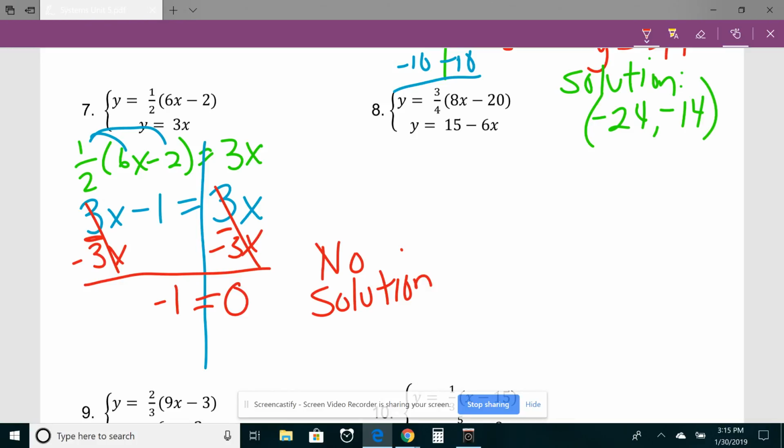All right, so again, we're going to set the expressions equal to each other, solve for x, and plug back in for y.